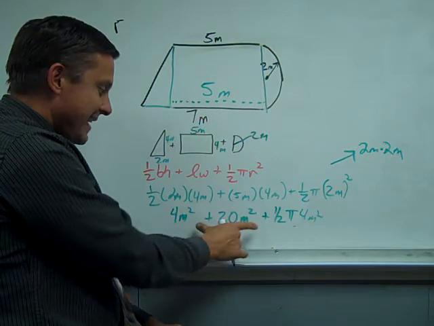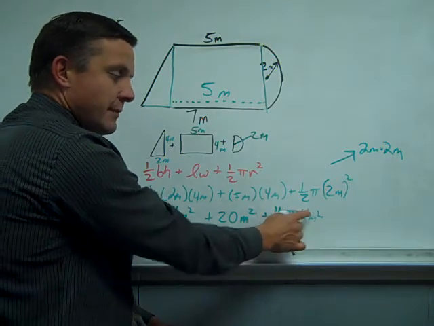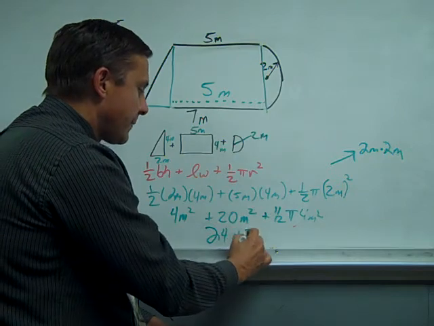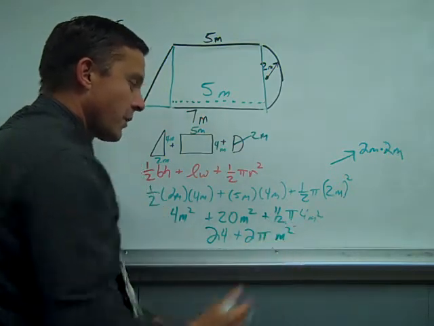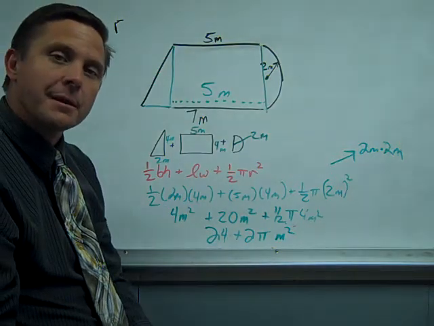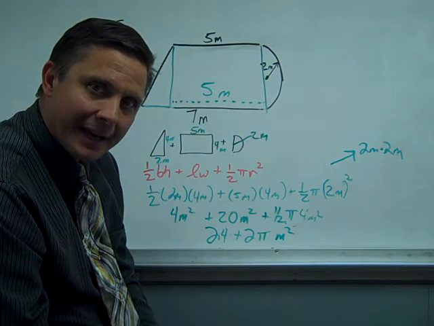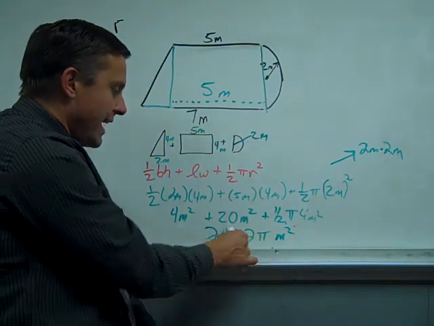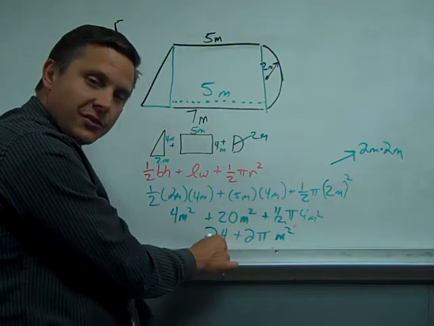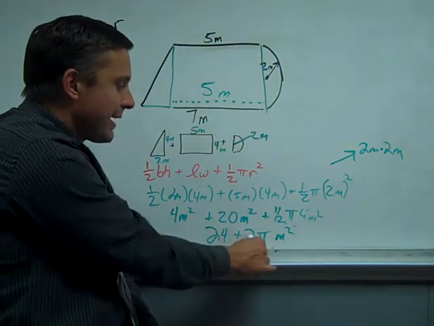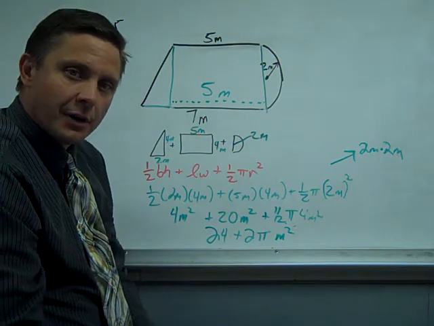4 plus 20, these have the same term, so I'm going to write this as 24 plus half times 4 is 2 times pi, 2 pi meters squared. And that's where I'm going to stop. 24 plus 2 pi meters squared. You cannot call this 26 pi. Remember, they have to be the same. This is counting how many pi's there are. This is just a number. So you cannot combine these two terms. They're not like terms.